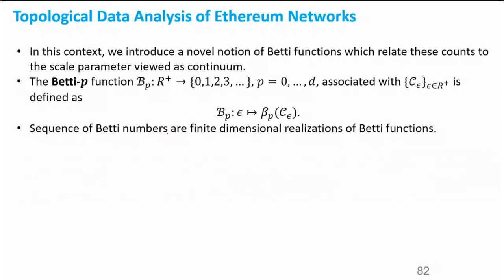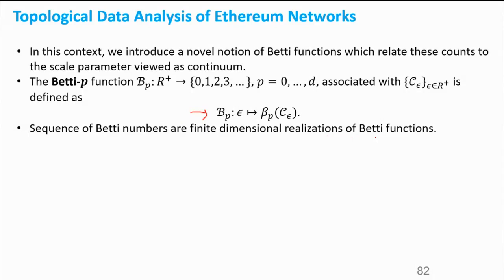Then we introduce a novel notion of Betti functions that relate these counts to the scale parameter viewed as a continuum. Remember, we were using persistence diagrams and persistence silhouettes. We are here defining a new vectorization that we call Betti functions. A Betti function for p from 0 to d is defined as this. So the sequence of Betti numbers are finite-dimensional realizations of Betti functions.